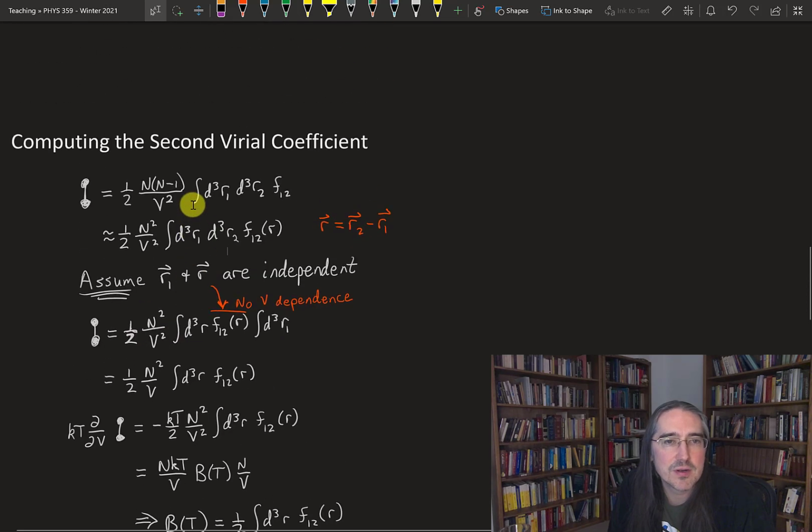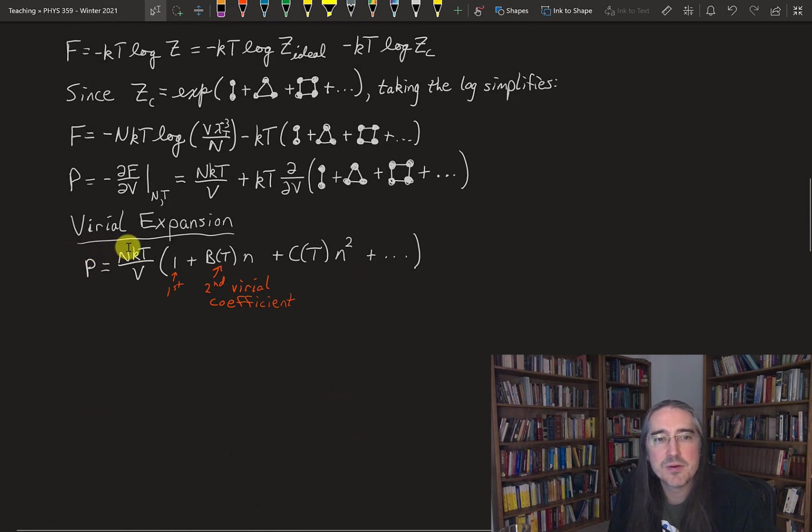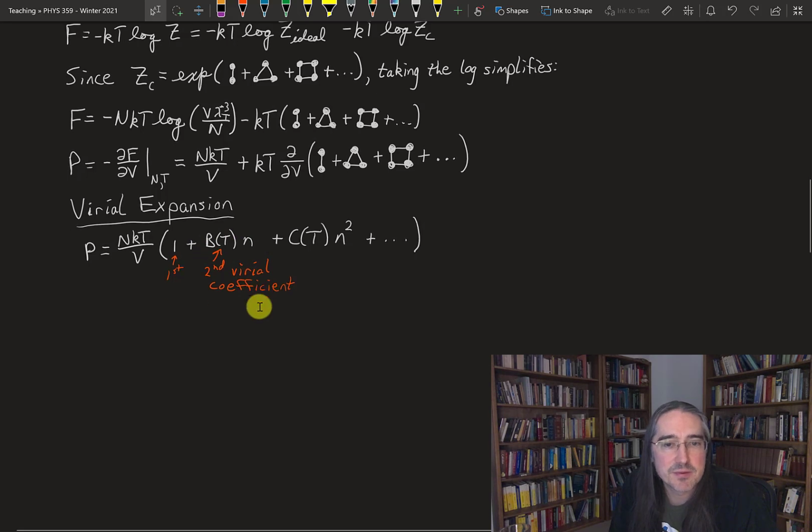And now, again, we'll look back up here at the virial expansion, we pull NkT over V out of the equation of state. So that's the ideal gas part, so just pull it over. Everything else is how you modify the ideal gas equation of state. And so B of T is, with NkT over V, N over V, the B of T is what's left, right?